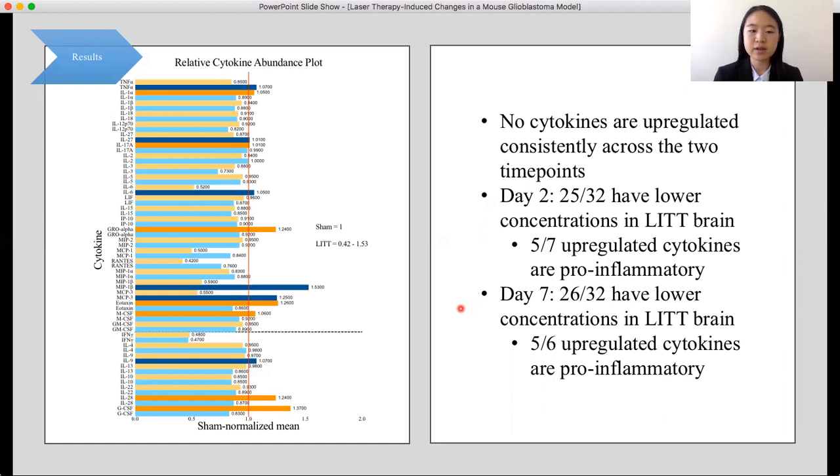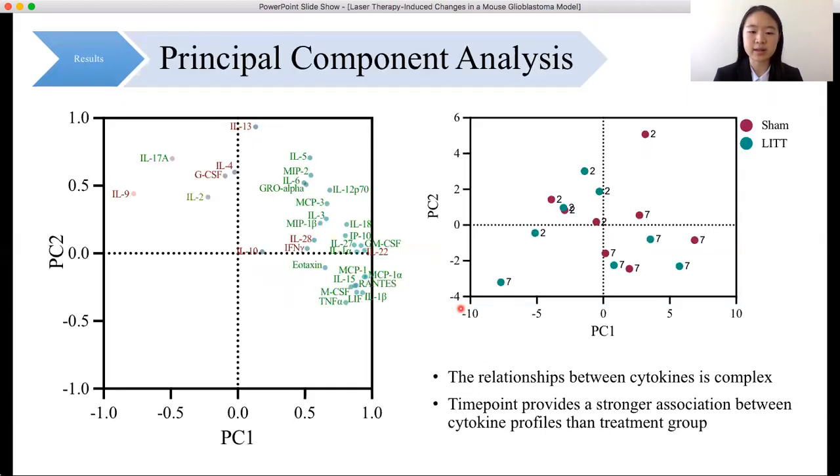The last analysis that I ran to see the population differences between the different treatments and days was to do principal component analysis. The PCA graph on the left shows that the relationships between cytokines is very complex and dynamic. So you see here that the pro-inflammatory cytokines indicated with the green labels tend to clump on the upper side of PC1. However, the anti-inflammatory cytokines tend to be more spread out. And this just underscores the important dynamic relationships between the cytokines and also across the different treatment groups.